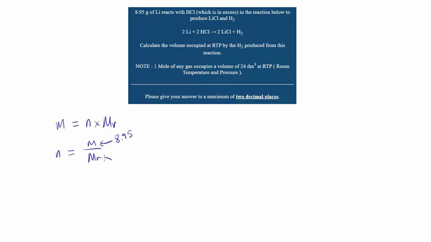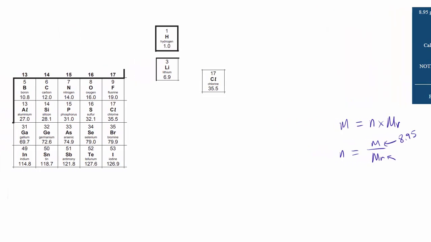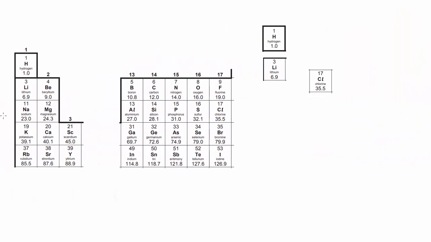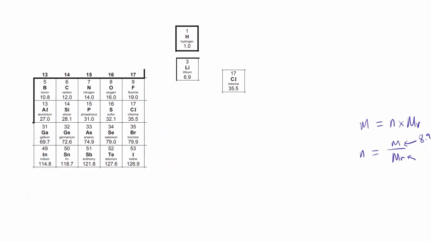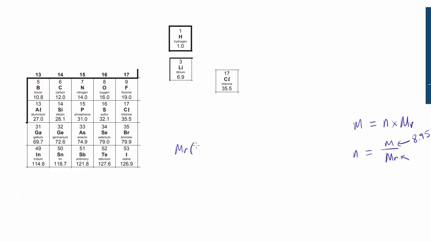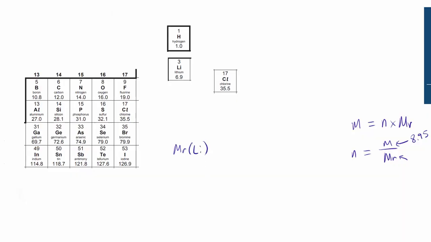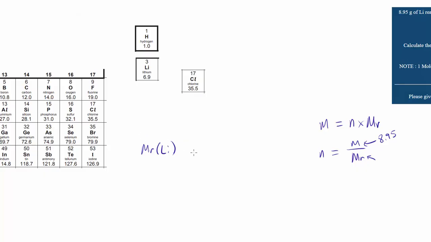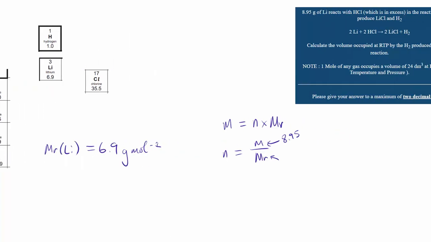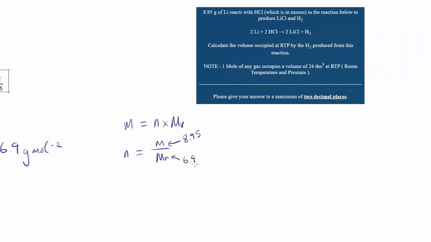But we don't have the molar mass just yet. We can work that out from the periodic table, so let's go ahead and do that. As you can see, lithium has a relative atomic mass of 6.9. So we can say that the molar mass of lithium, because it is just elemental lithium, is equal to 6.9, and that's going to be in grams per mole.